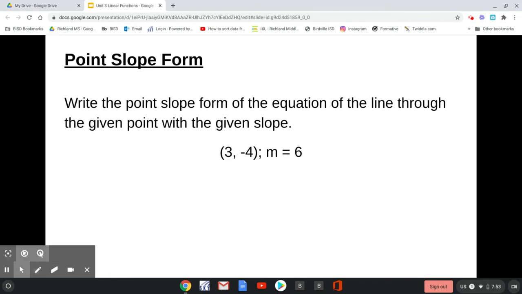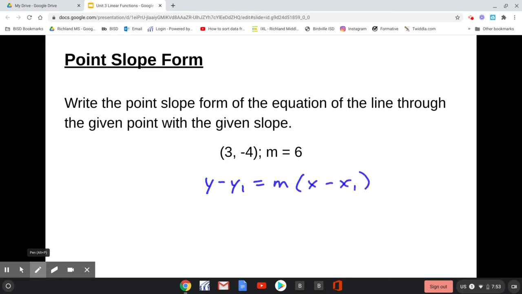So here we go. For this one, they gave you the point, x is 3, y is -4, and the slope is 6. So you just need to put it in point slope form. I suggest you write that first: y minus y1 equals m times x minus x1. Now we're just going to substitute in what we know.